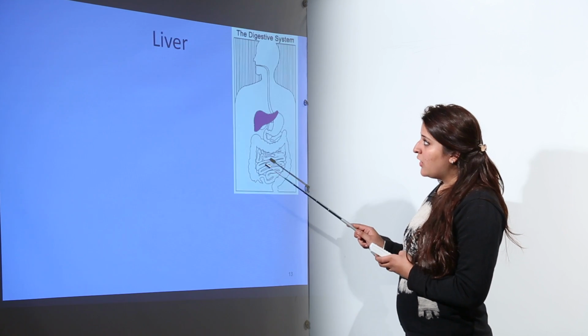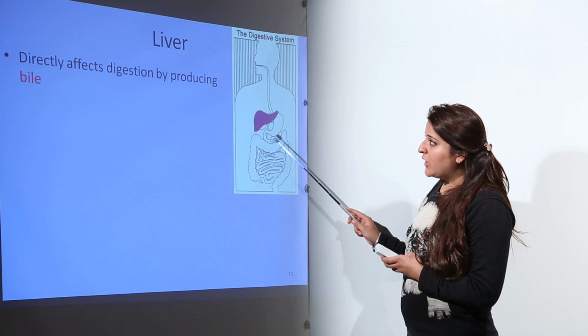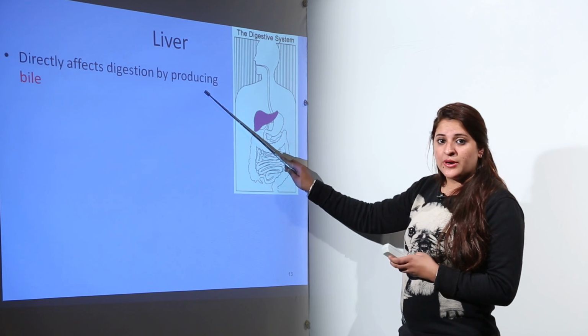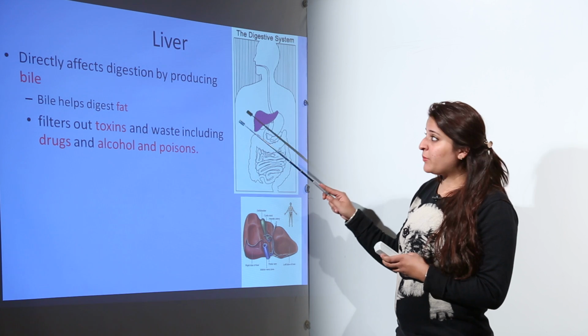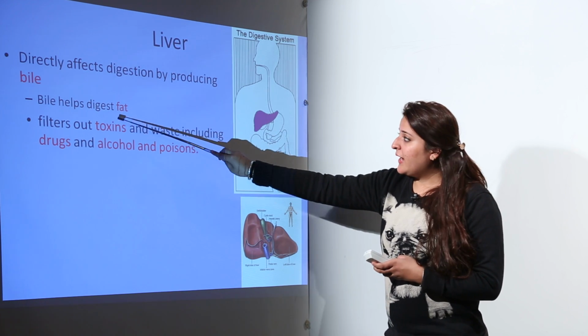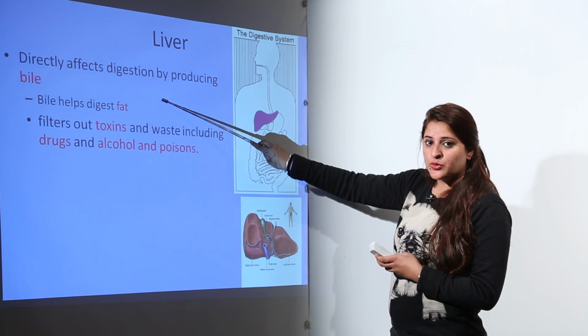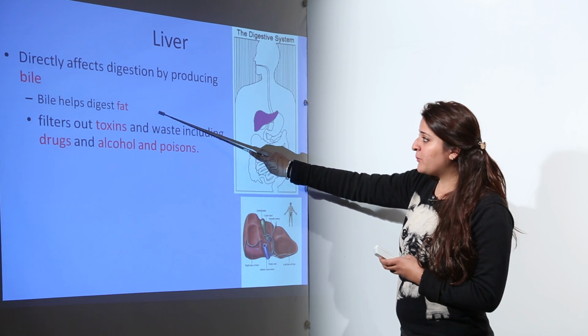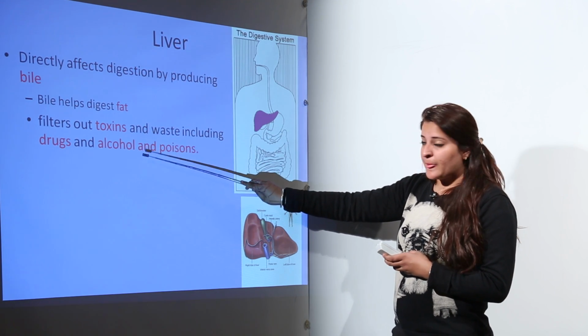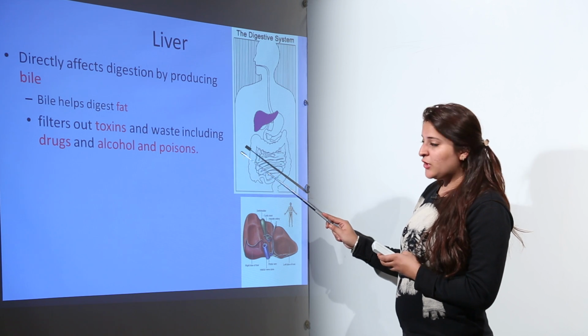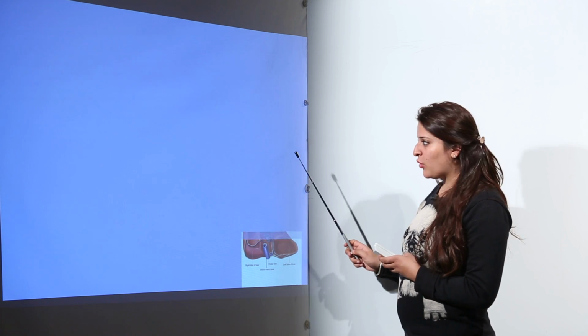What is the liver supposed to do? The liver helps digestion by producing bile. Bile is a juice produced by the liver, and it helps in the digestion of all the adipose or fat material. This bile also filters out toxins and waste, including drugs, alcohol and poisons.